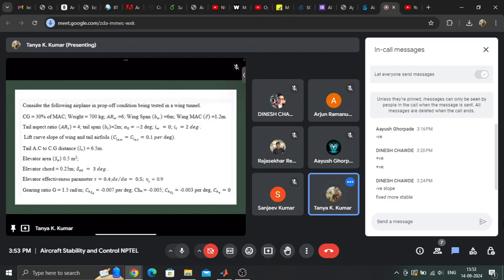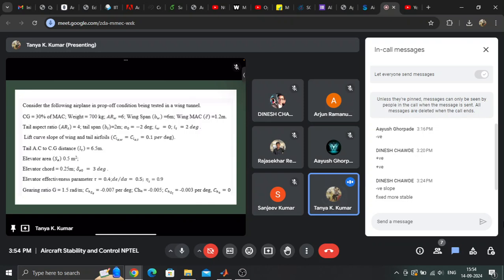You have the distance, the moment arm LT, elevator area, elevator chord, elevator effectiveness parameter, that is tau. And then you have gearing ratio, which will come for your stick force Fs. In the big equation you had gearing ratio, and then you have your 3 derivatives, that is Ch delta E, that is variation of the hinge moment with respect to delta E, delta A, alpha tail, and delta T. You can see, like we had discussed, that all 3 of these derivatives are negative, right?